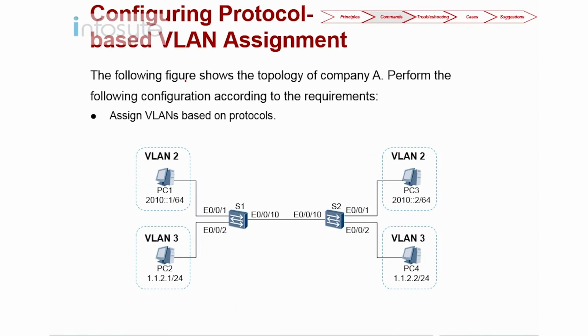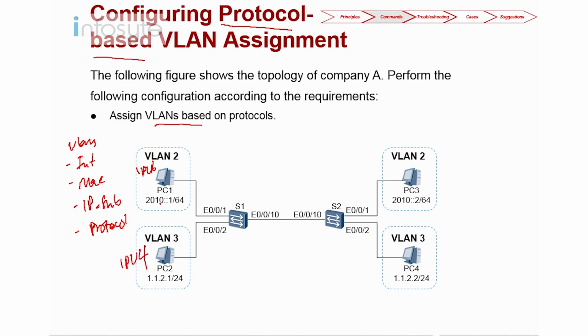Next we are going to look into protocol-based VLAN assignment, which is based on the protocol. We already saw that VLAN can be assigned based on interface. We also looked into MAC address assignment and IP subnet, and now we are going to look into the protocol. The protocols that we are going to assign based on the requirement are IPv6 and IPv4. Here we leave the rest as default.